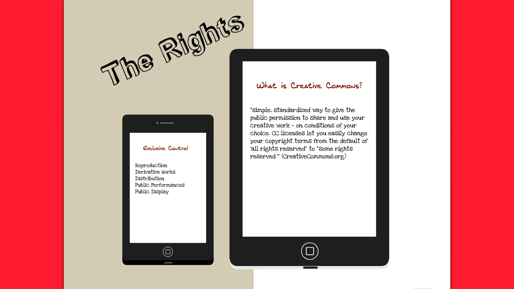So what are the rights that come with copyright? Well, copyright gives you the exclusive control over your work, and that means that it can only be reproduced with your permission. Somebody can add to it or detract from it, or create a work like a sequel to it. We call that derivative works, with your permission. It can only be distributed with your permission. It can only be performed or displayed in public by your permission.